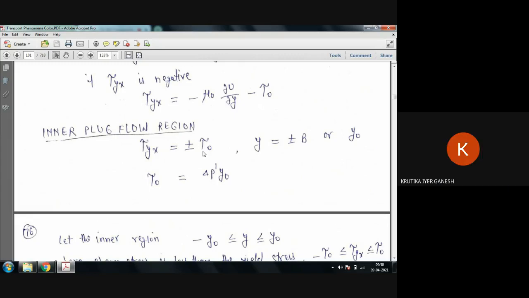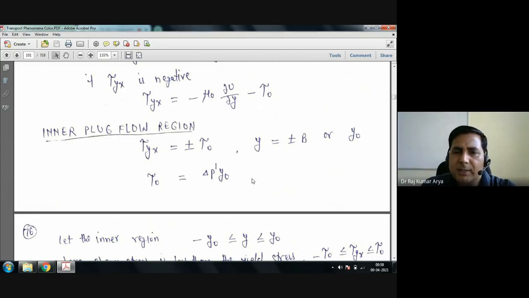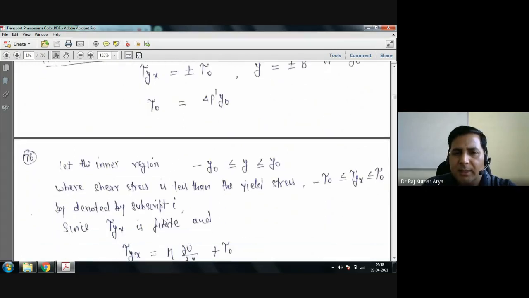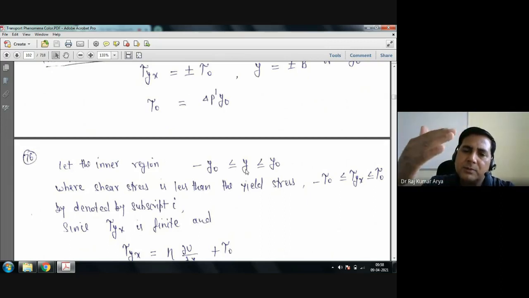Now we can write tau naught equal to delta p dash y naught, because this is the relationship we already have from before: tau_yx equal to delta p dash y. So we have just substituted a value of y. Now this would be in this range. As you go from the center up to some value, the same thing holds downwards. So this would be from minus y naught to plus y naught in that particular range. Fine.